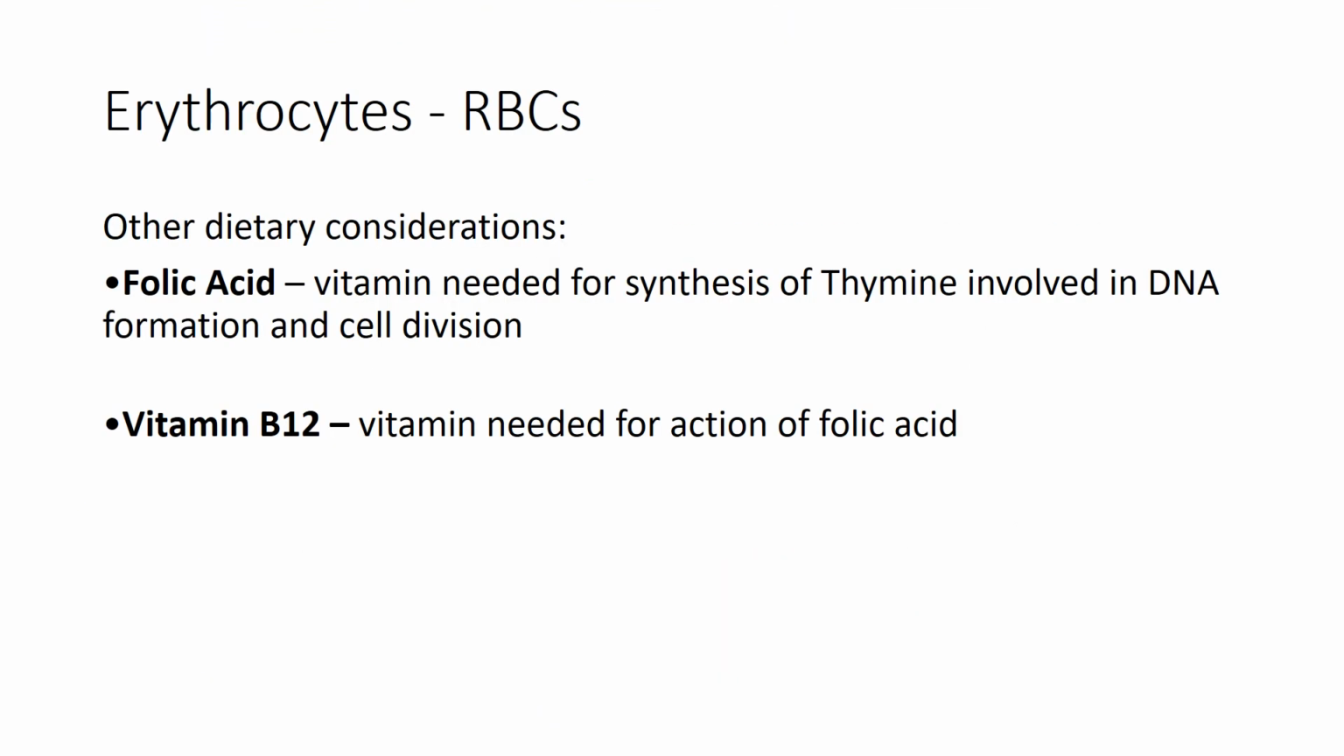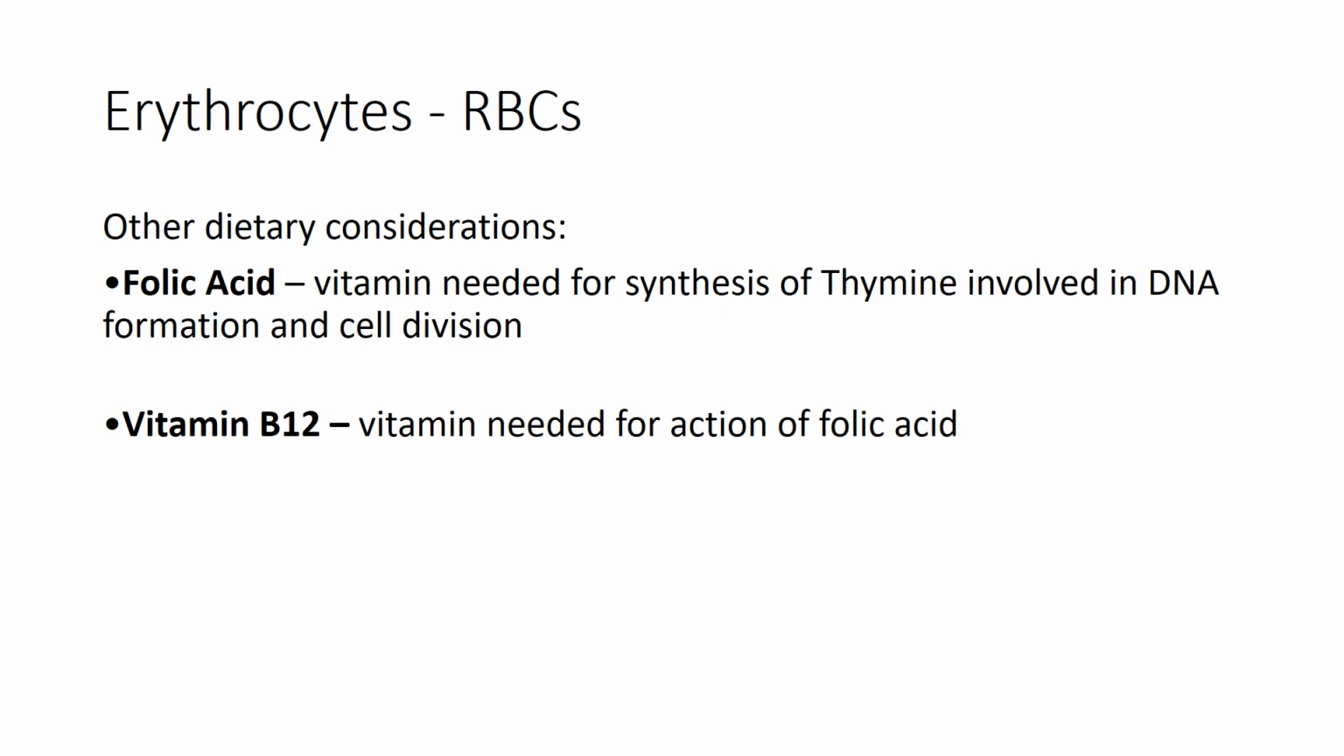Other dietary considerations with the formation and production of red blood cells include folic acid. Folic acid is a vitamin that is needed for synthesis of thymine, which is a nucleotide involved in DNA formation and cell division. We get this in leafy plants, yeast, and livers. People who have folic acid deficiencies have decreased red blood cells.